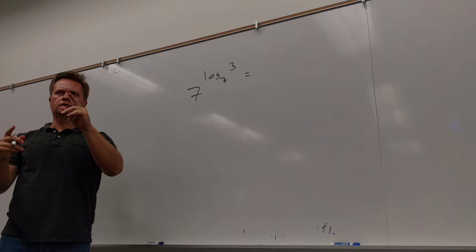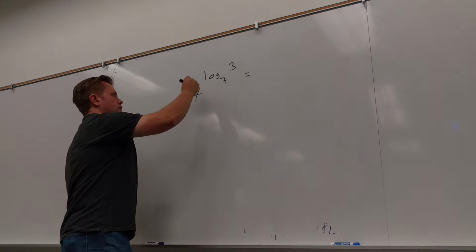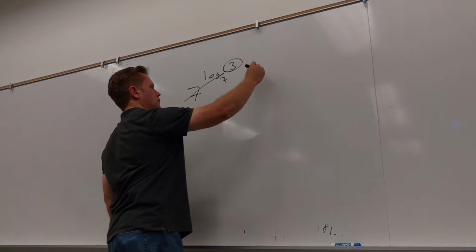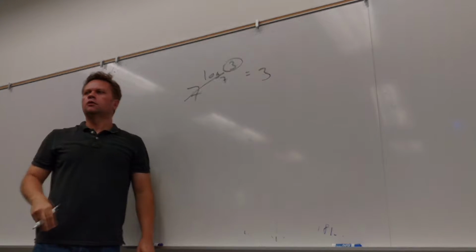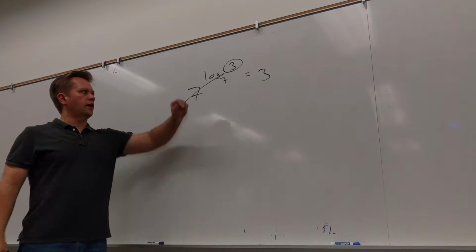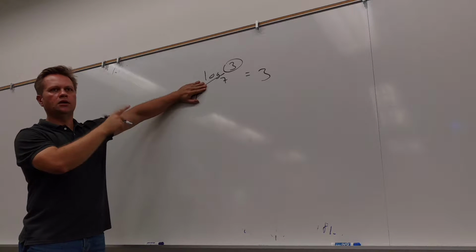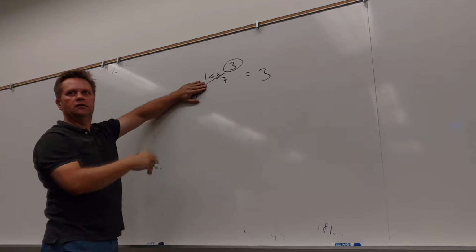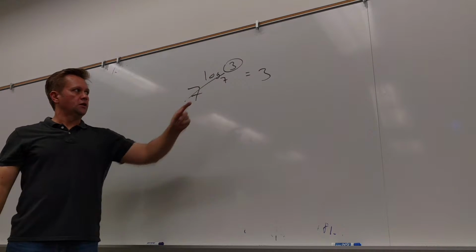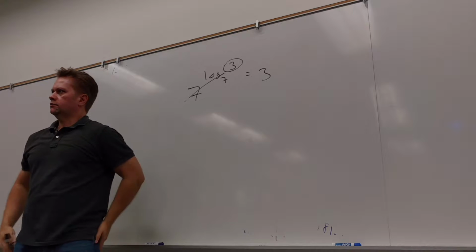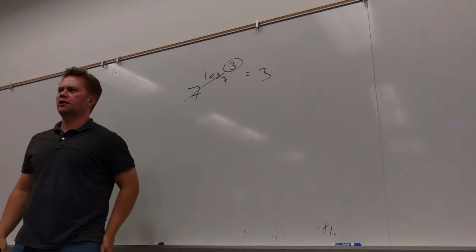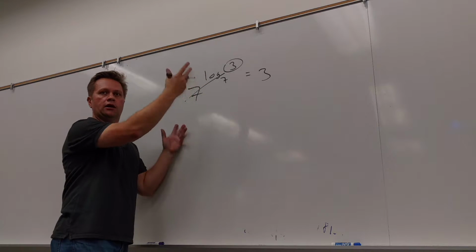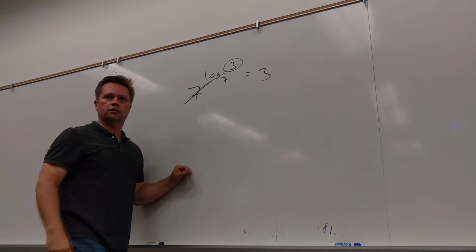Yeah, so the answer is 3, because 7 to a power and log base 7 kill each other. The answer is 3. Another way to look at it is, that is the number that when you raise 7 to it, you get 3. I love that explanation, but that's another example of how weird I am.